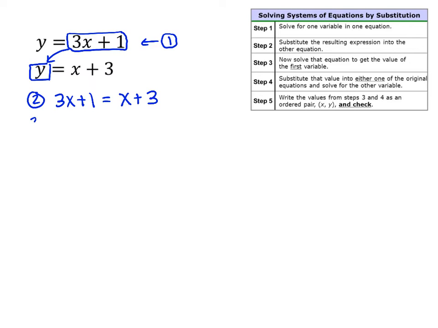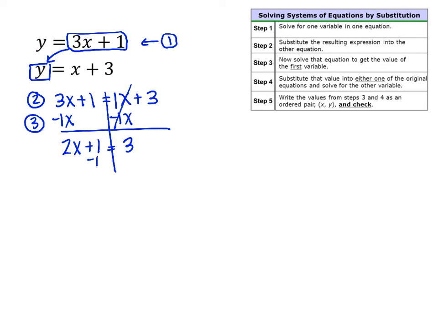The third step is to solve that equation for x, so get x by itself. The smaller amount of x's is the 1x over here, so I can subtract 1x from both sides. That gives me 2x plus 1 equals 3. And to finish getting x by itself, I would subtract 1 from both sides and divide by 2.